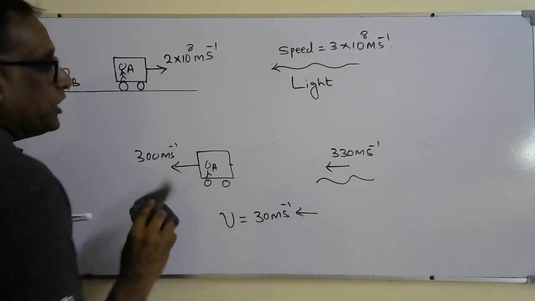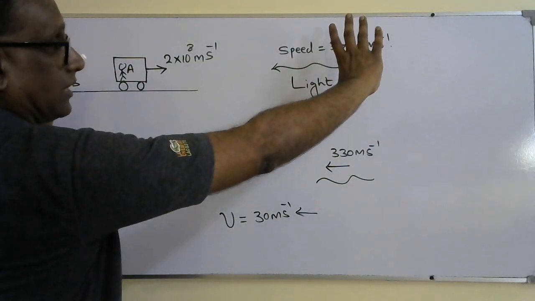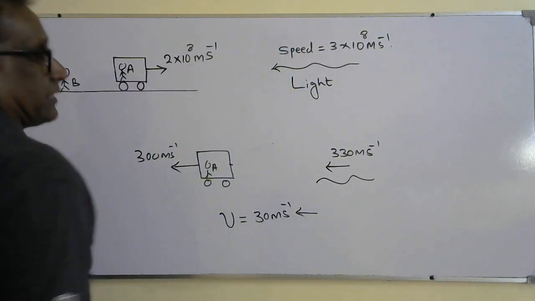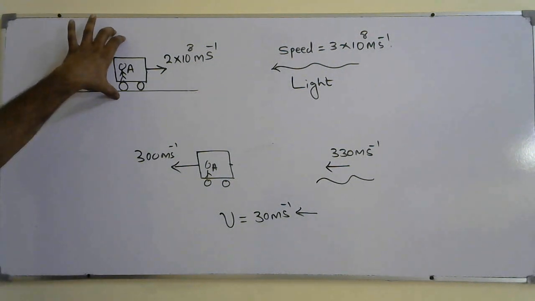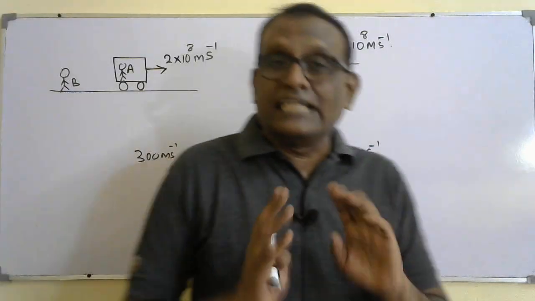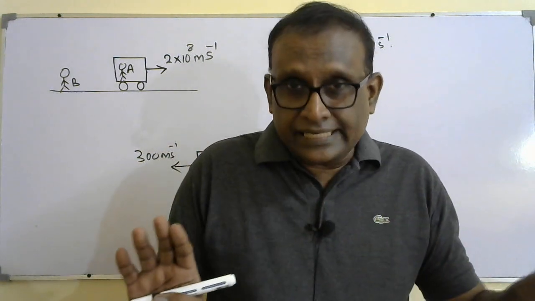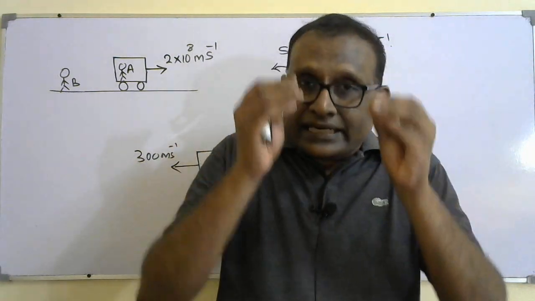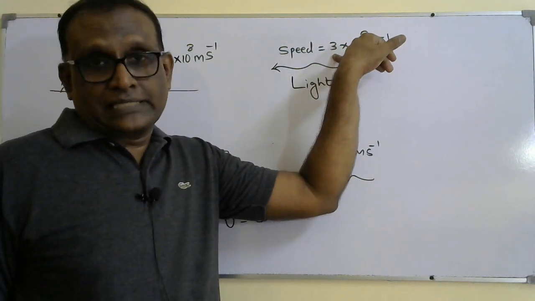Right. Now when you compare this idea with light, the outcome is completely different. Whatever the direction in which A moves, when he measures the velocity of light, which is an electromagnetic wave, there is no change. It will be exactly the same, 3 into 10 to the power 8 meter per second.